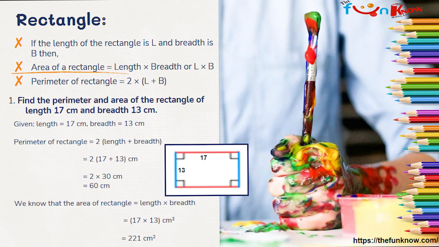Next, we are going to find the area of rectangle. Area of rectangle is length into breadth, as we have seen. The area will be length into breadth. Length is 17, breadth is 13. So 17 multiplied by 13, you will get the answer as 221 centimeters square. So here the area of rectangle will be 221 centimeters square.